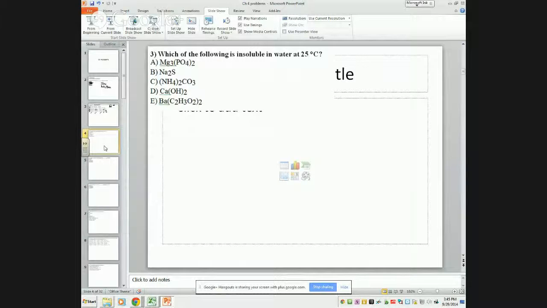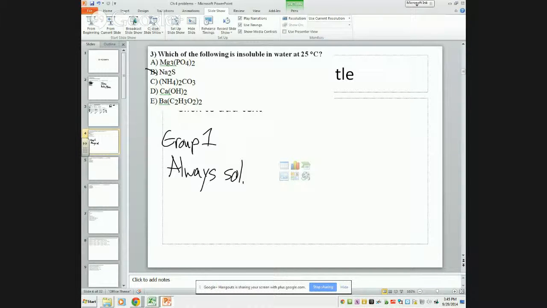All right, take a look at number 3. It says, which of the following is insoluble in water at 25 degrees Celsius? So a couple things just right off the bat to remember. Anything that's in group 1, always soluble. That's easy enough to memorize and see if that helps out. That gets rid of choice B, right?